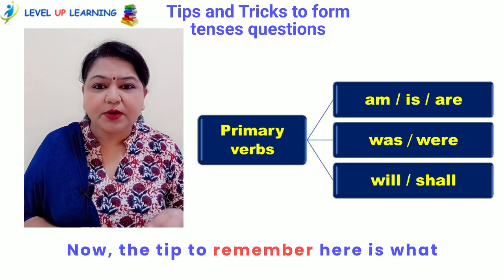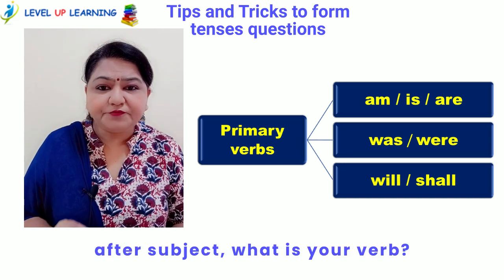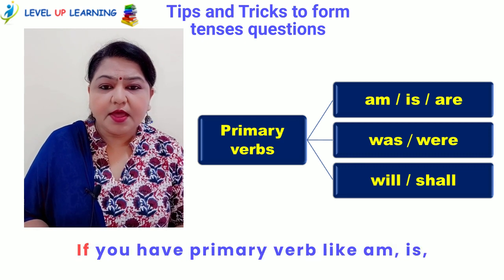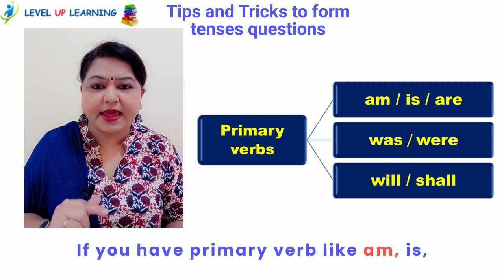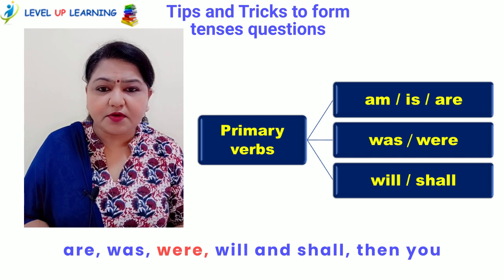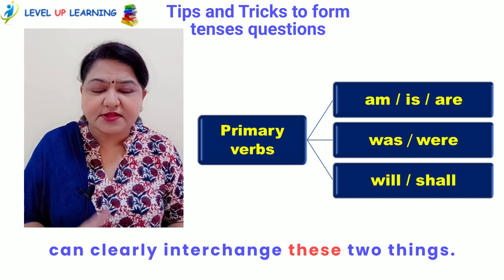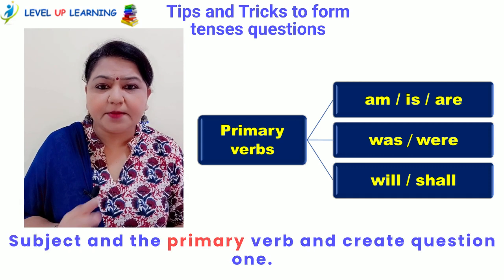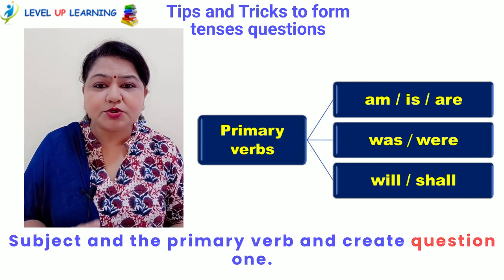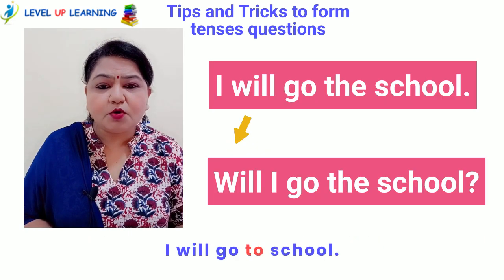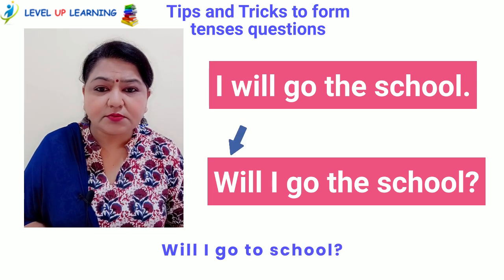Now, the tip to remember here is what? After the subject, what is your verb? If you have a primary verb like am, is, are, was, were, will and shall, then you can clearly interchange these two things, subject and the primary verb, and create question 1. I will go to school. Will I go to school?